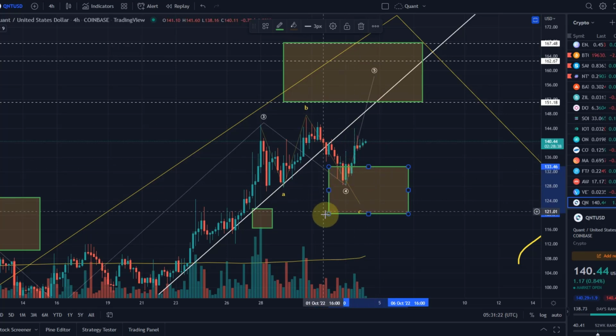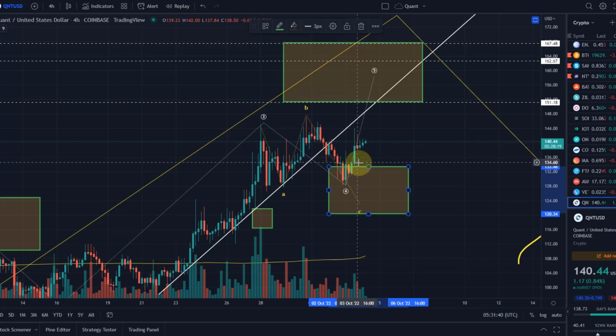Now we reached that reversal area, which is for a wave 4 the ideal level or range to turn around. And so far we did that. However, we did not manage to push above the wave 3 high. So let's see if we can push above that.